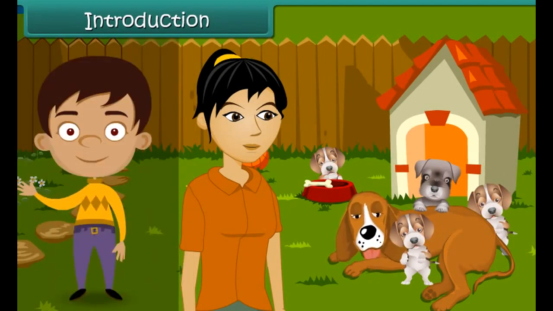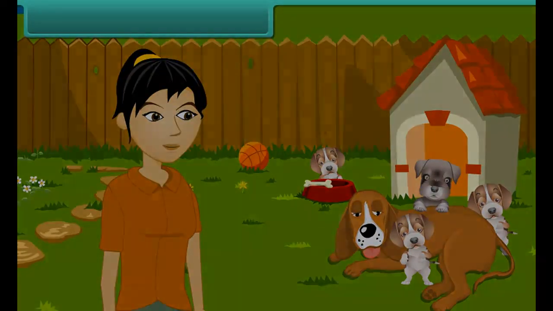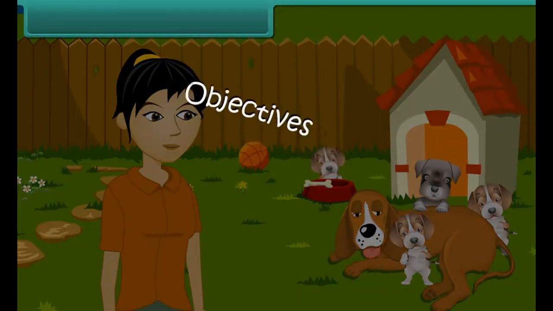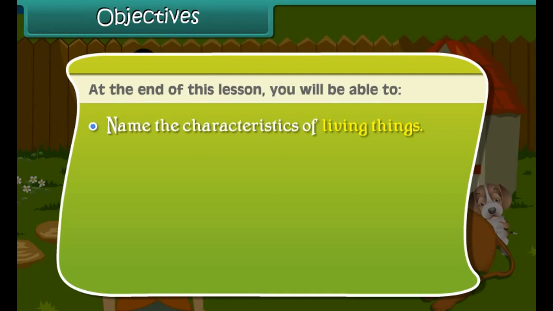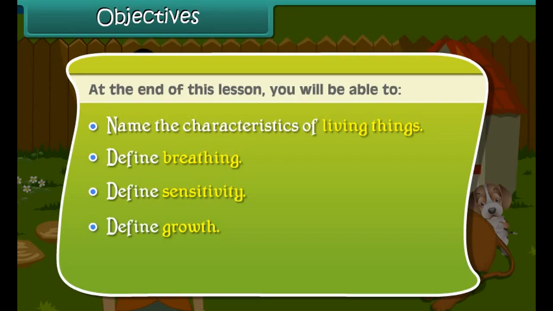In this lesson, you will learn about living things and their characteristics. Objectives. At the end of this lesson, you'll be able to name the characteristics of living things, define breathing, define sensitivity, define growth, define reproduction, and distinguish living and non-living things.